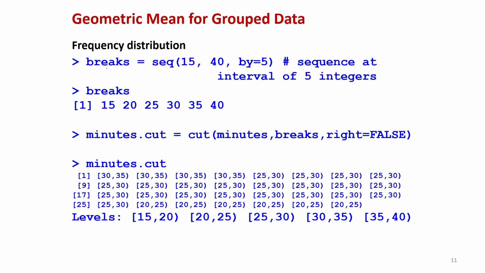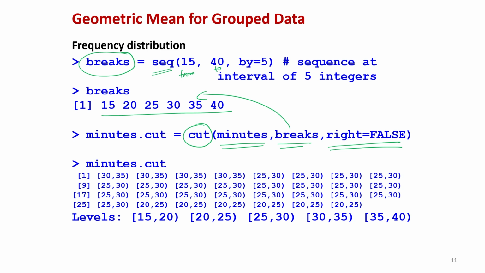that we divide the entire interval and store the break points in the data vector breaks. This sequence is created from 15 to 40 by 5, so this will create a sequence like 15, 20, 25, 30, 35, 40. Then we have to create the intervals to which these respective frequencies belong. So we use the command cut on this data set minutes using breaks, which I have obtained here, and then right equal to FALSE to indicate that the interval is open on the right side. Then this data comes over here.